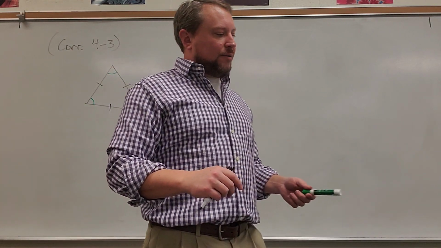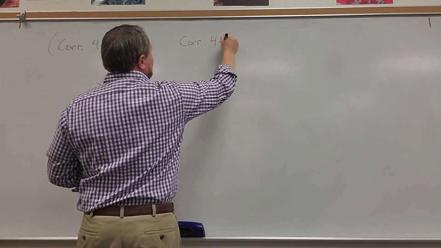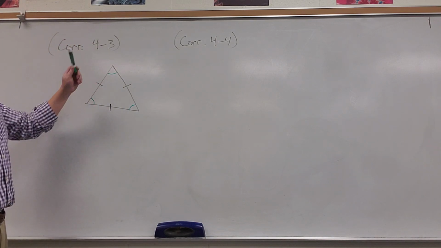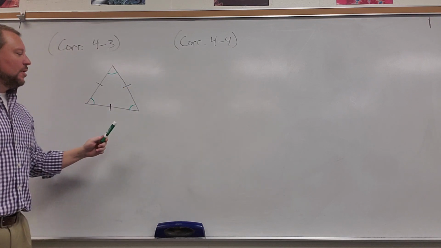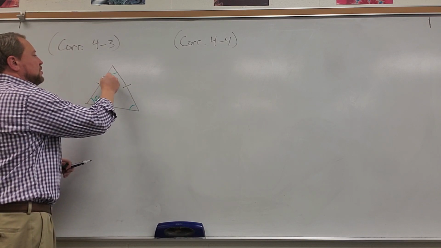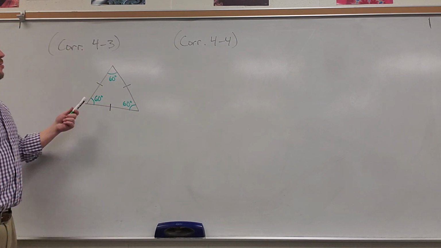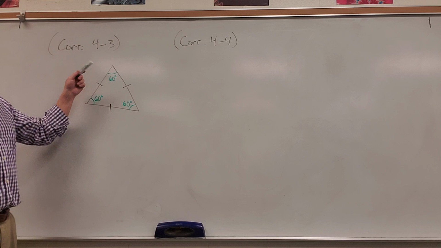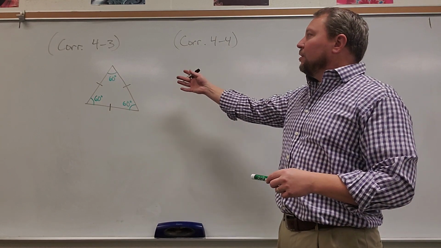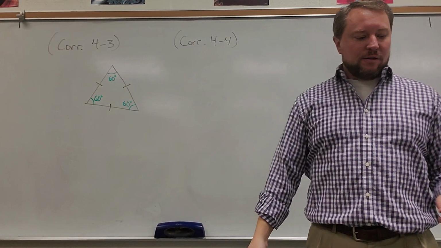There is also a corollary 4.4, but corollary 4.4, as sick as this may sound, is a cousin of the cousin. So it takes that same statement we made here, and it says in corollary 4.4 that if it's equiangular, then every angle also measures 60 degrees. So it throws that into the mix as well. So now we can say if it's equilateral, then every angle measures 60 degrees. Okay, but these two corollaries are only useful for equilateral or equiangular triangles.